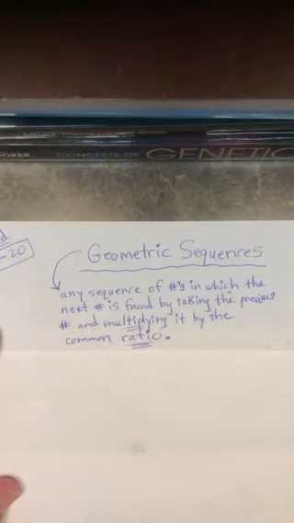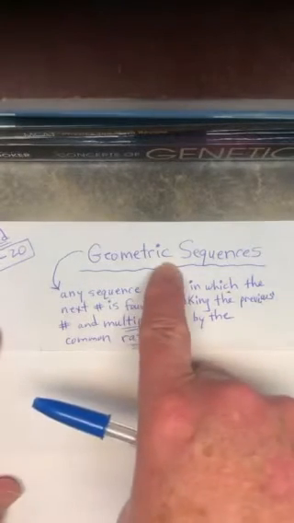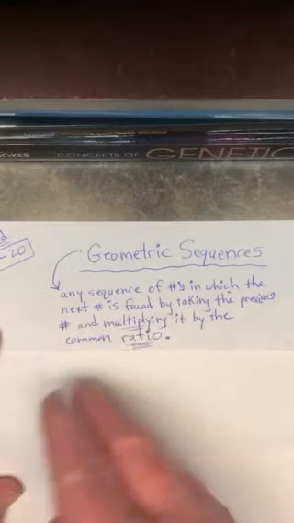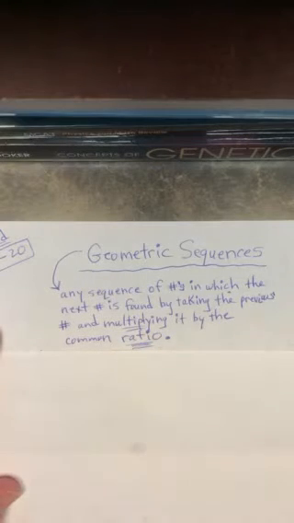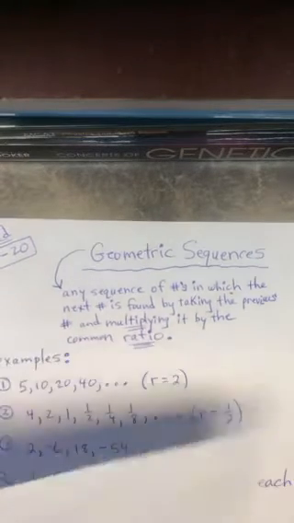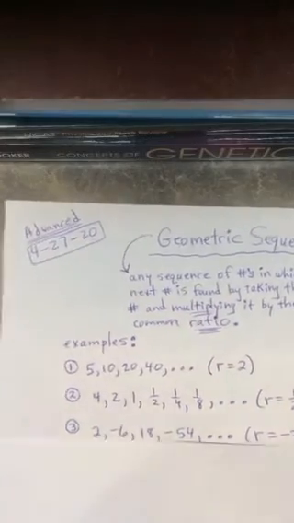Okay? So I'll give you a little bit more time here. Copy down this definition so you're aware of the definition for geometric sequences. Not only write it, but kind of read it to yourself, see if it makes sense. Any sequence of numbers in which the next number is found by taking the previous number and multiplying it by the common ratio. Okay? All right, examples.